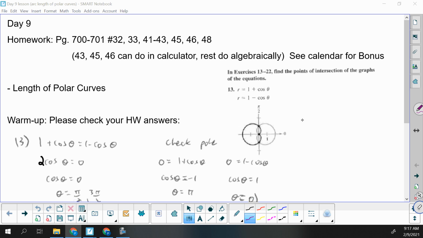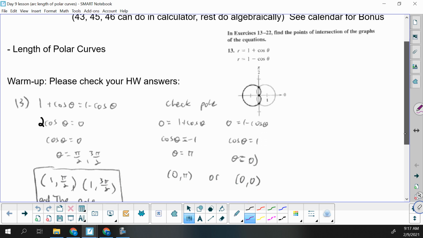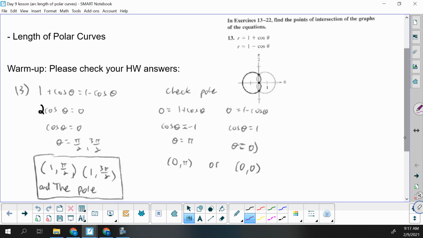You've got 3 on your homework tonight that you're doing in the calculator. The rest you're going to do algebraically. First one's here. We wanted to find the points of intersection, set them equal, solve for theta. You got pi over 2 and 3 pi over 2.